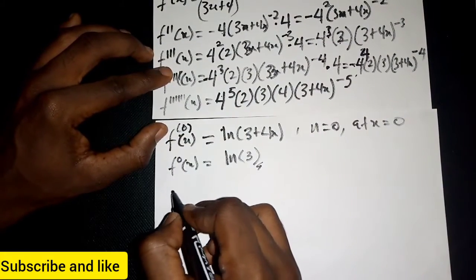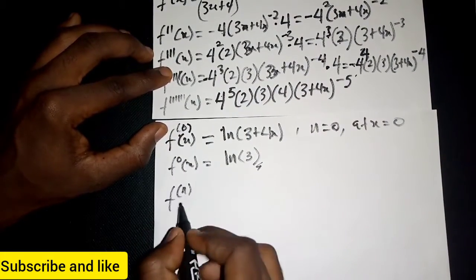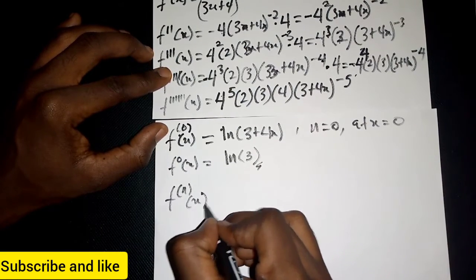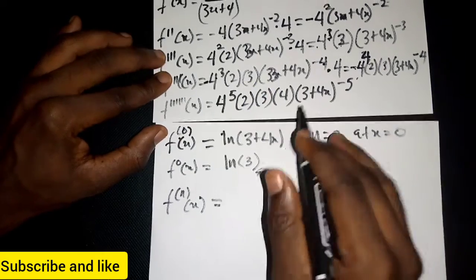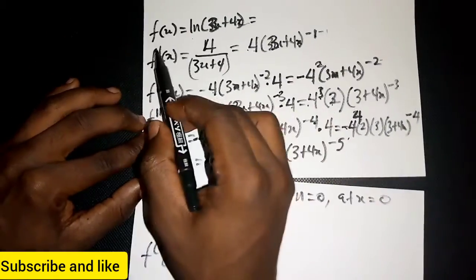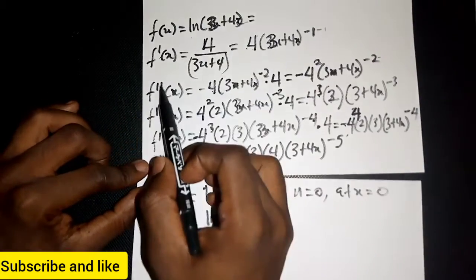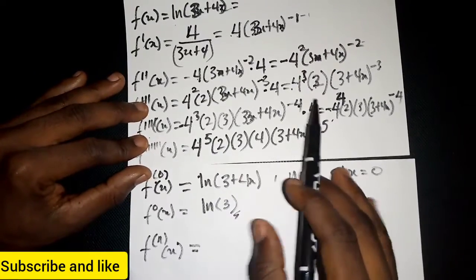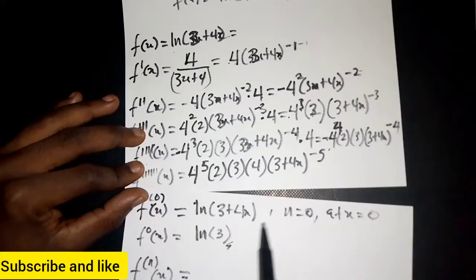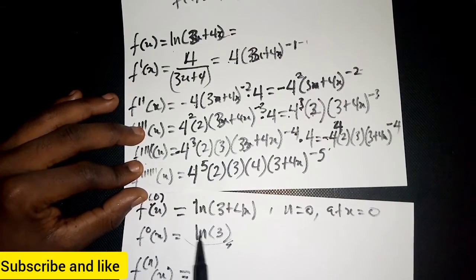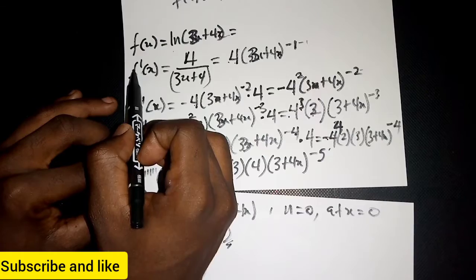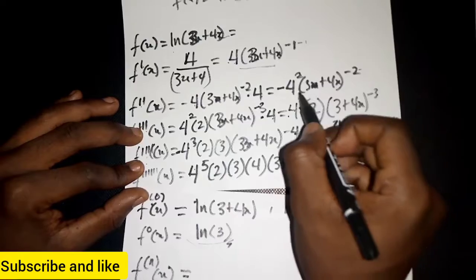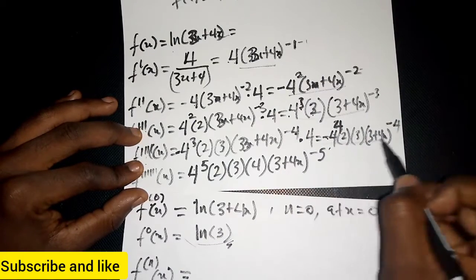Now for the rest we have f to the power n of x, which will be equal to, so we are going to write this general one in terms of when we differentiate with the first differential, second differential, third, fourth and the fifth. So let's look at the trend. For the first part, when n equal to 0, we have the formula for that as this. Now we are going to look at the first differential, second, third, fourth and fifth. So we are going to use this trend to write the general formula out.